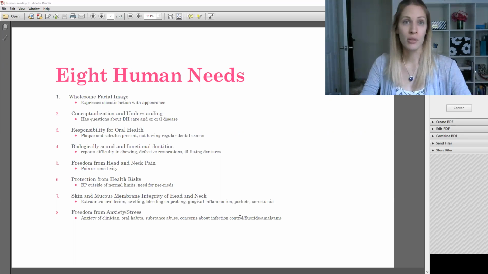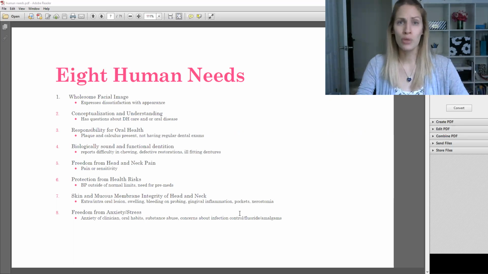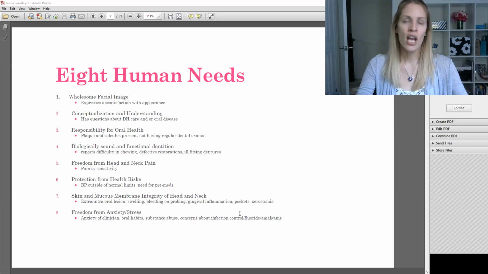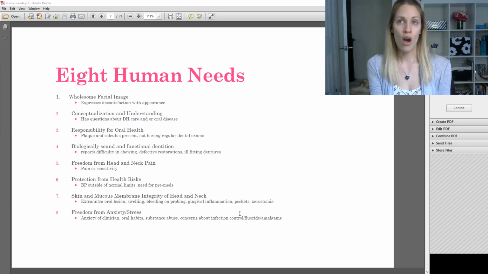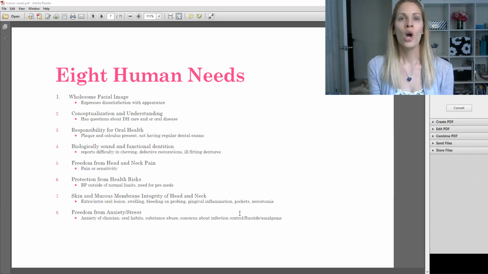Number 3, a responsibility for oral health. This is a big one, and pretty much every patient will probably have this. This is talking about if they have any plaque, any tartar, if they have bleeding, if they have pockets, if they have clinical attachment loss, if they have recession. So anything in their mouth that's not healthy, this is number 3. So responsibility for oral health. Let's just say your patient has minimal plaque, minimal calculus. That is still something, right? They need to know that they have that plaque and calculus, and they are responsible for getting that under control.